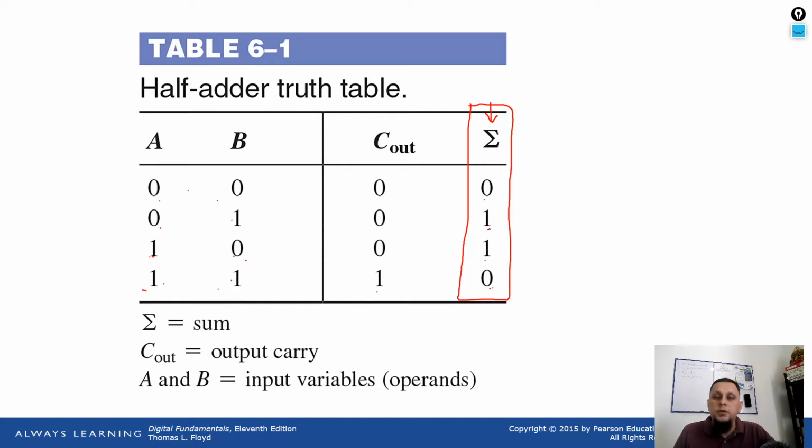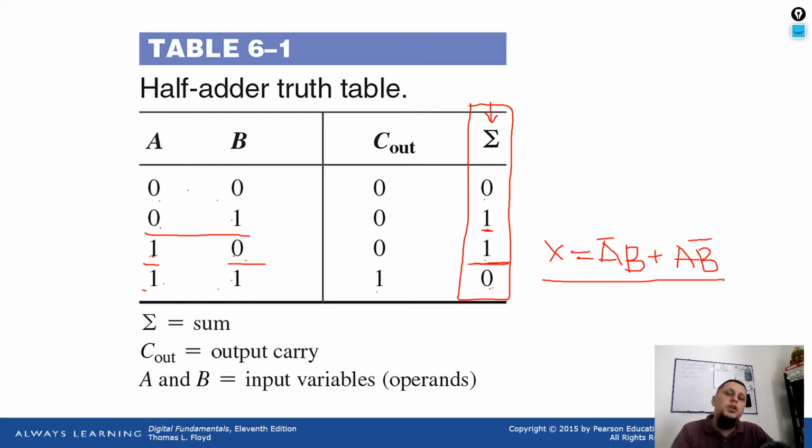So you can create the SOP expression for this one. When the output is equal to 1, when the input is 0, 1, for this one you can write X equal to A complement B. And then there's another one, output equal to 1 when A is 1, B is 0. So which means plus A B complement. So this output, the sum, you can actually implement using this Boolean expression, and then you can convert this Boolean expression to the logic circuit, and you already know how to do that.